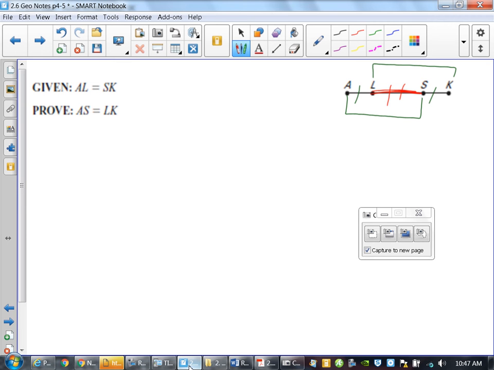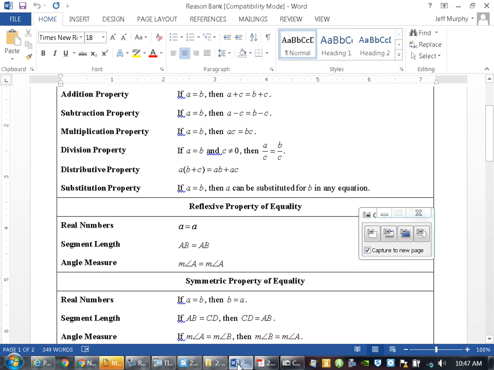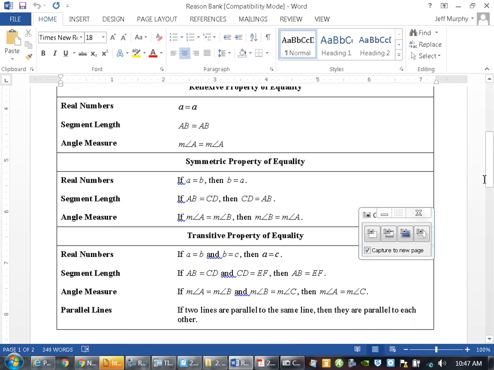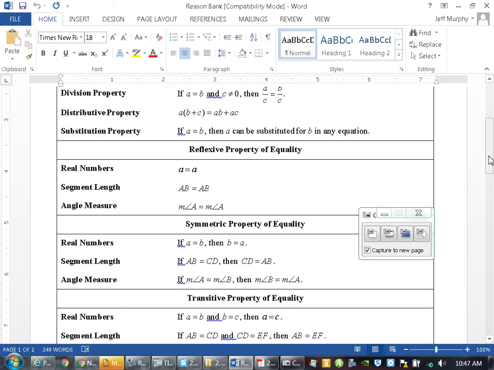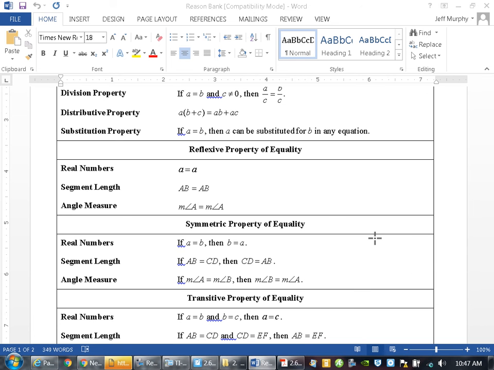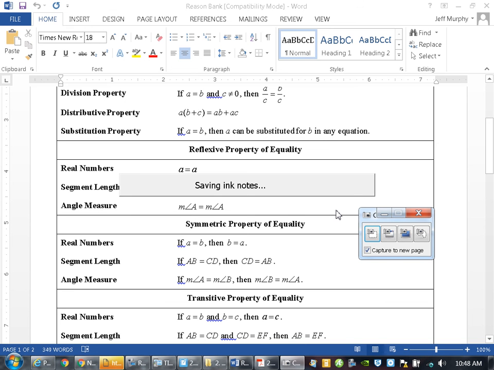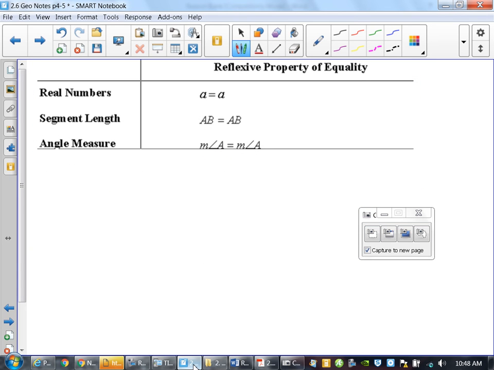You have to say that it's there. How we say that something is there is that we use, and this is on your reason bank, what's called the reflexive property. The reflexive property basically says you are yourself. That's it. The reflexive property says, and you can probably put this here, you are yourself.